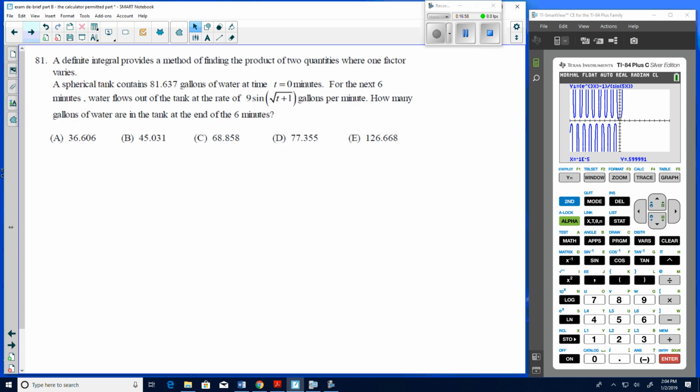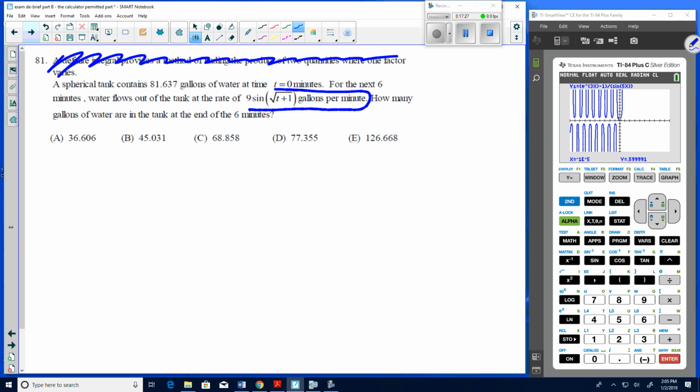81, obviously a calculator problem here because of the numbers. We might be able to think about it and come up with an answer without a calculator, but let's see what's going on. A definite integral provides the method of finding the product of two quantities when one factor varies. That would not be given, but that is true. This has a tank, has a bunch of water in it. The next 6 minutes, water flows out at this strange rate. This is a rate of so many gallons per minute. So how many gallons are in the tank at the end of 6 minutes?